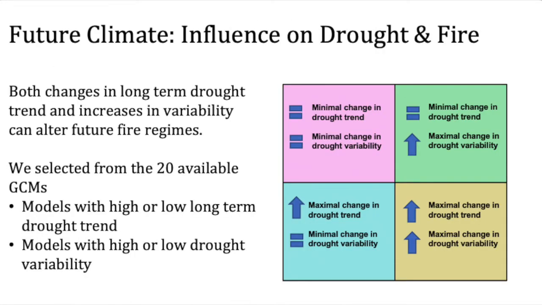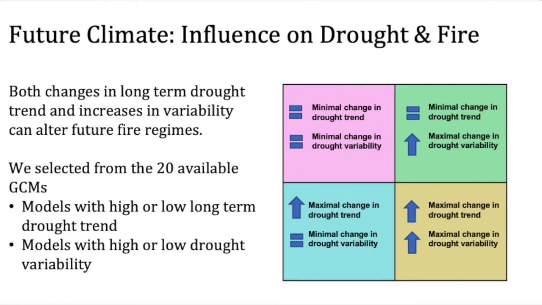Okay, so the second direction we took, we said, okay, well, we really want to see the impacts of climate change. So we know that both long-term drought trend and increases in variability of that drought can alter future fire, right? And we especially learned that from the 2016 wildfires. So we said, okay, well, let's look at these different GCMs, which are the global circulation models, right? So these different climate change models.